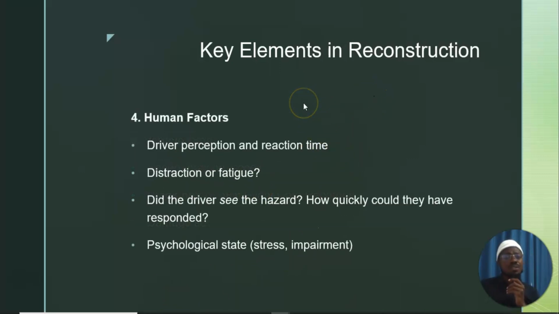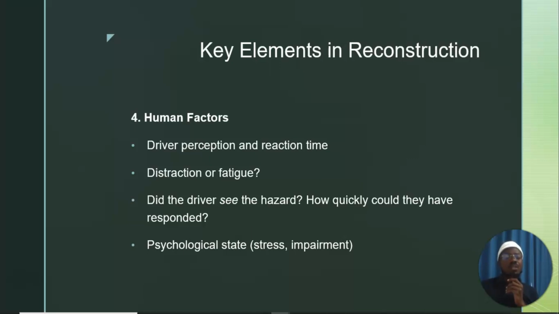Here we have the human factors. We keep talking about the human factors, which we cannot overemphasize. Talking about the driver's perception and reaction time. That is why a certain distance needs to be kept between the vehicle ahead and the one behind. A vehicle coming behind knows that you don't move too close to the vehicle in front of you, just in case something happens on the road, whereby the vehicle ahead might hit the brake.